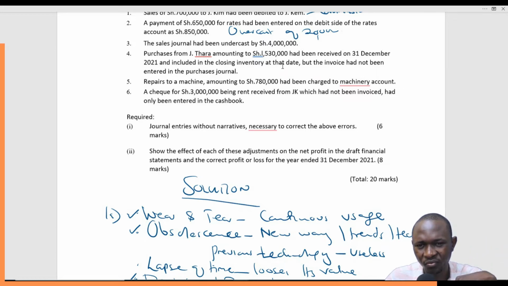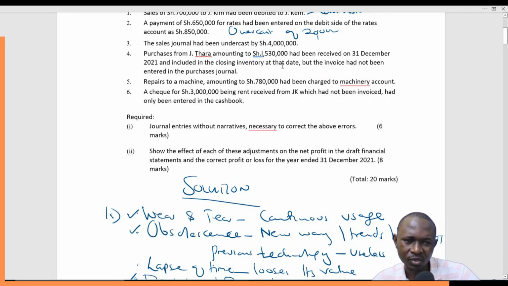Purchases from J. Tara amounting to 1530 had been received on 31st December 2021 and included in the closing inventory at that date, but the invoice had not been entered in the purchases journal. So it's just the invoice that has not been entered in the purchases journal, and that's the part that we are interested in.